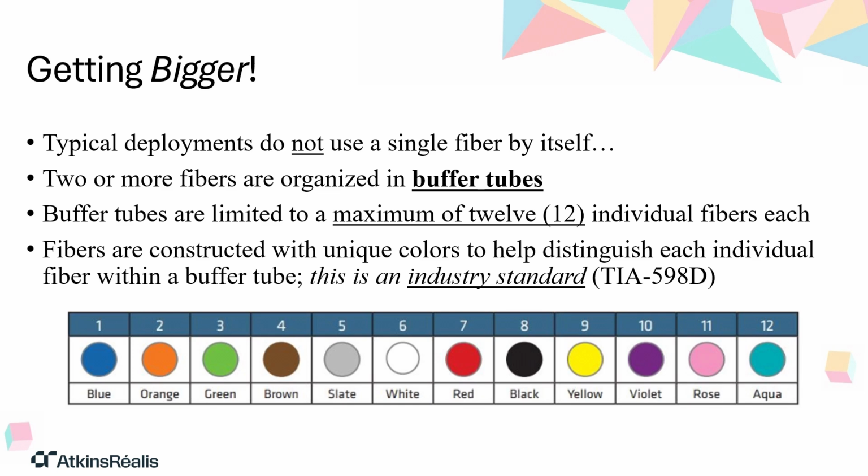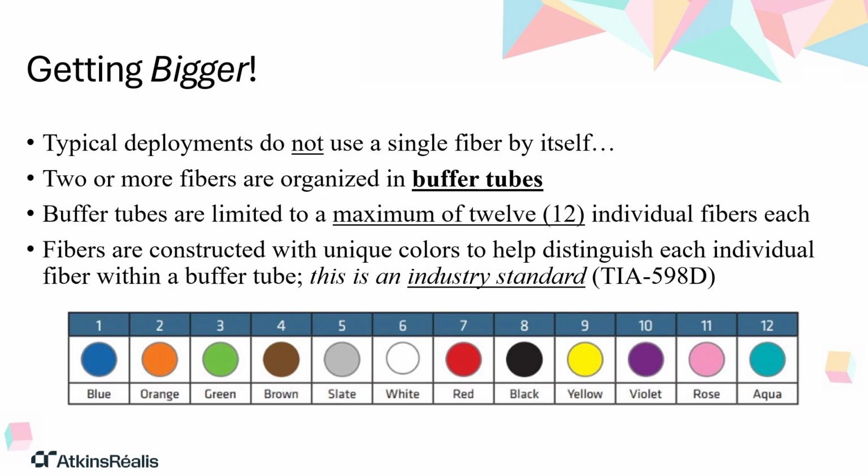Buffer tubes are a collection of two or more fibers that are organized together for ease of maintenance and installation. Buffer tubes are limited to a maximum of 12 individual fibers each. This is a really important concept that I'd like you to remember.